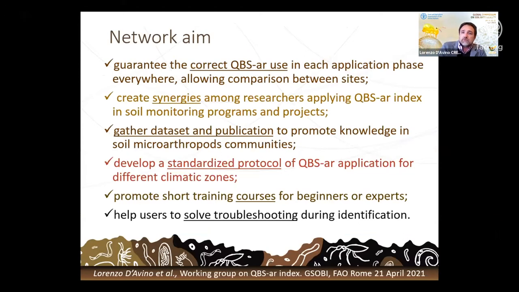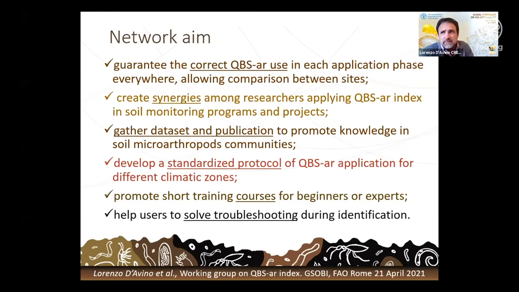So our aim is to guarantee the correct QBSR use, to allow comparison between data, to create a synergy, to develop programs and projects, to get a data set. We have a database of publications, and very important, to develop a standardized protocol for sampling, for extraction, and for identification and elaboration, and to promote courses for beginners or ring tests for experts. And last but not least, to help users to solve troubleshooting during identification.